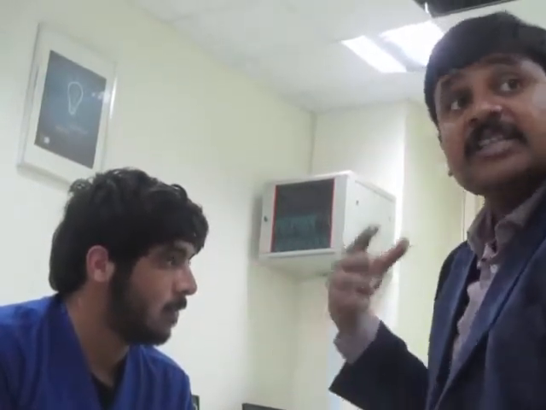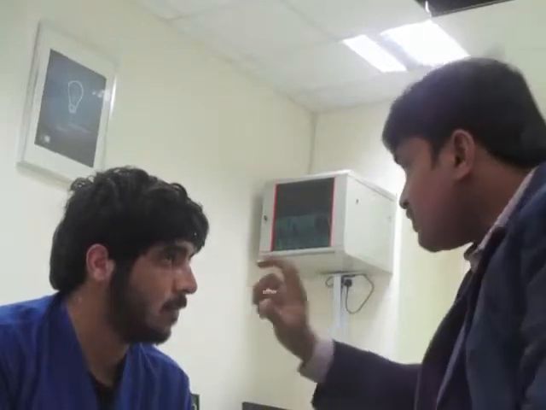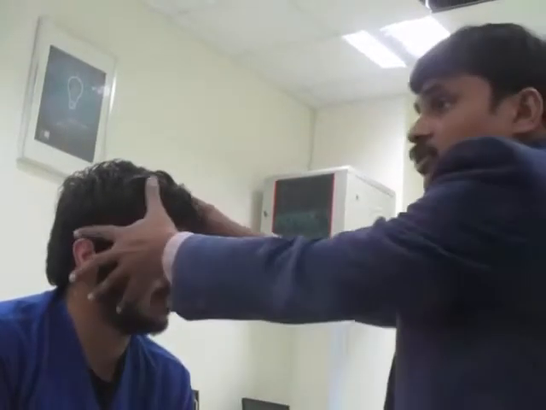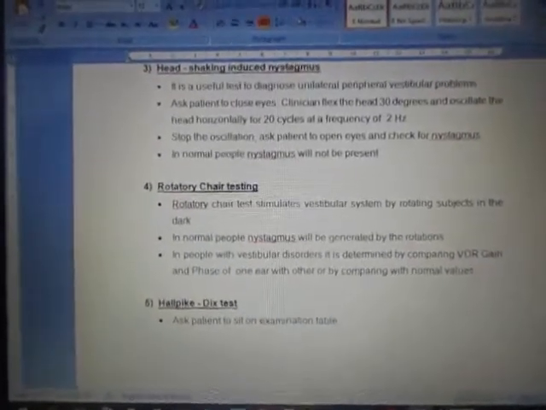Understood? If it is abnormal, if there is a vestibular problem, these eyes will move towards the same side which I am moving. So this is the head thrust test. You have to do small movement with more speed, unpredictable. Okay? I will explain. You keep it there. So it is a useful test to diagnose unilateral peripheral vestibular problems. Means if I am having any vestibular problem on my one side, you can do this test. Very good test for unilateral.